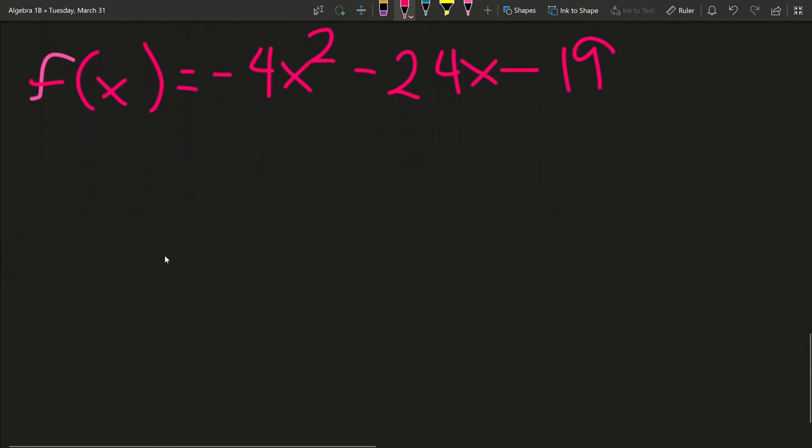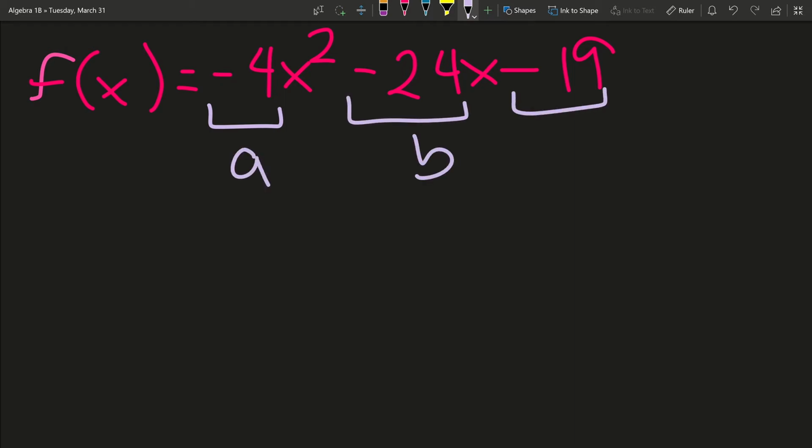But now we're going to figure out if that vertex is a maximum or a minimum. So for this equation, does it have a maximum or a minimum, and what is the value? Which number do we need to figure out whether we have a maximum or a minimum? I'll give you some options: A, B, and C. Which one will we need? We'll need our a. So our a is equal to negative 4.